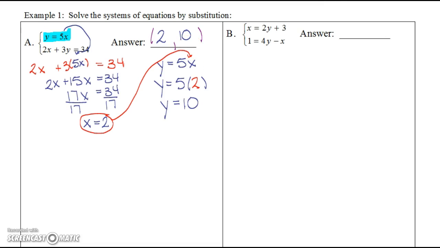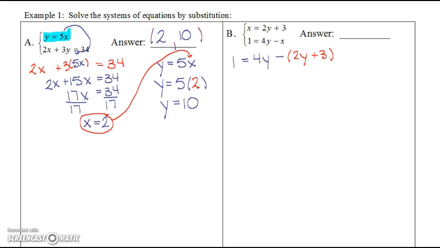The next problem is similar. I am going to look for an easy substitution. Here, I know what x is. x has a value of 2y plus 3. So it will be easy to do that substitution. When I write out 1 equals 4y minus x, I'm going to take out the x and in its place put 2y plus 3.